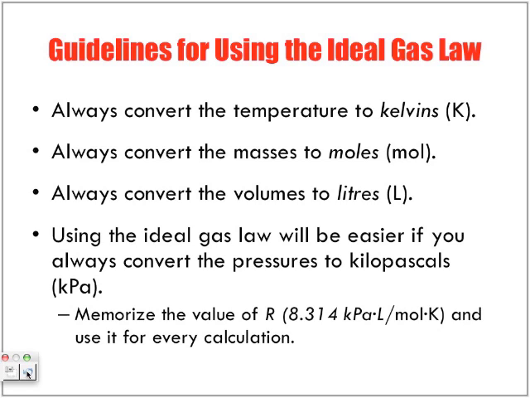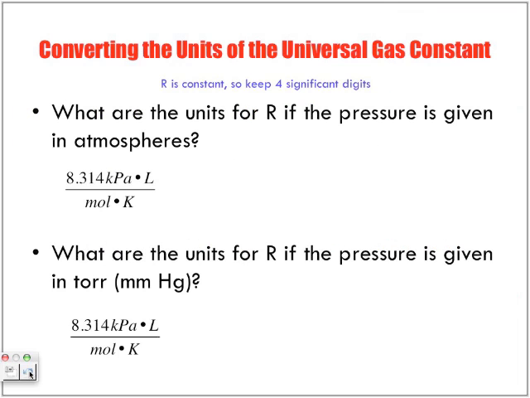So notice the value of R is 8.314 kilopascals times liters over moles of Kelvin. So make sure, as we said, pressure in kilopascals, volume in liters, moles, and temperature in Kelvin. Make sure that you do use these units. Converting the units of the universal gas constant. So what happens now if you have to change the units of R? We want to try to keep pressure as kilopascals, volume as liters, moles, and temperature as Kelvin. But what happens when we have to change the actual pressure?